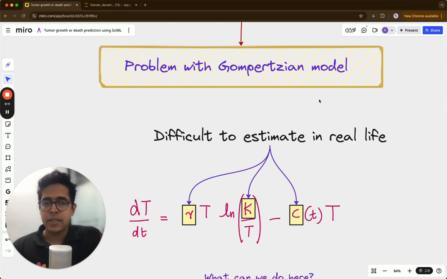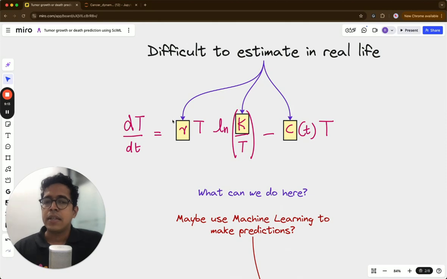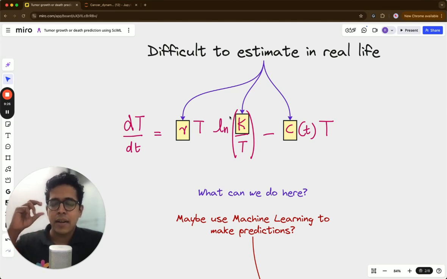But the problem is this, right? We don't know what these terms are, the r, K, C. So r is dependent on the rate of growth of the tumor, and maybe it depends on the particular cell type, the particular cancer type, etc. K is the maximum possible size the tumor can take in that specific environment it is in. So if it is in the pancreas, if it's in the brain, if it's somewhere else in the body, the K value will change. So it's very difficult to estimate also. Even if you know where the tumor is present, it's very difficult to estimate the value of K.